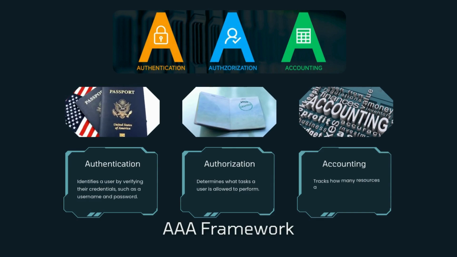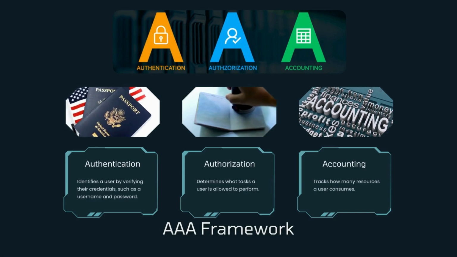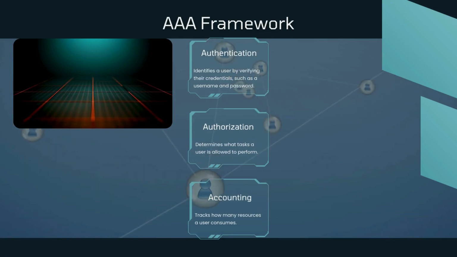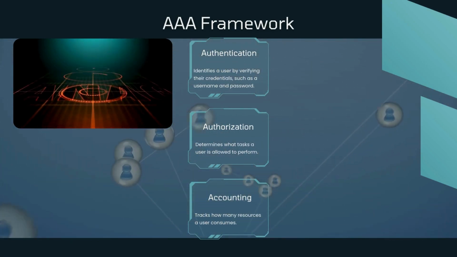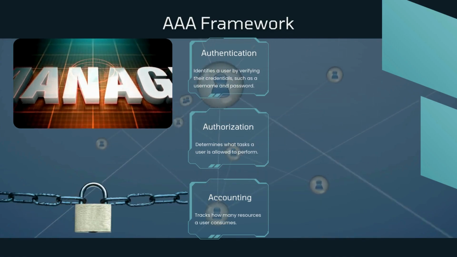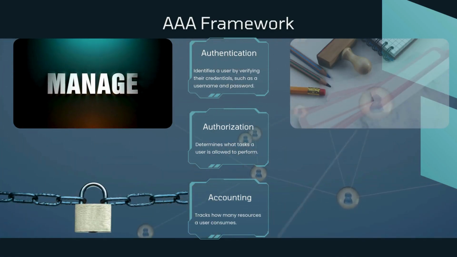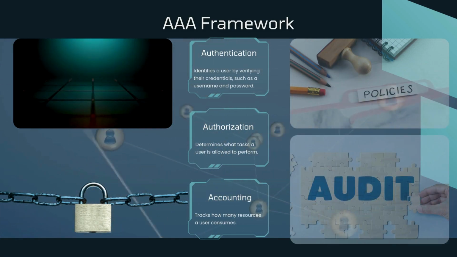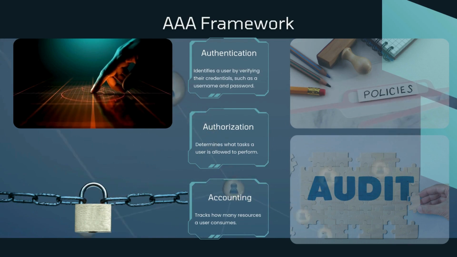Accounting tracks how many resources a user consumes and the route. Together, the AAA helps to manage and secure networks by screening and tracking users, as well as enforcing policies and using audits to help prevent unauthorized access.